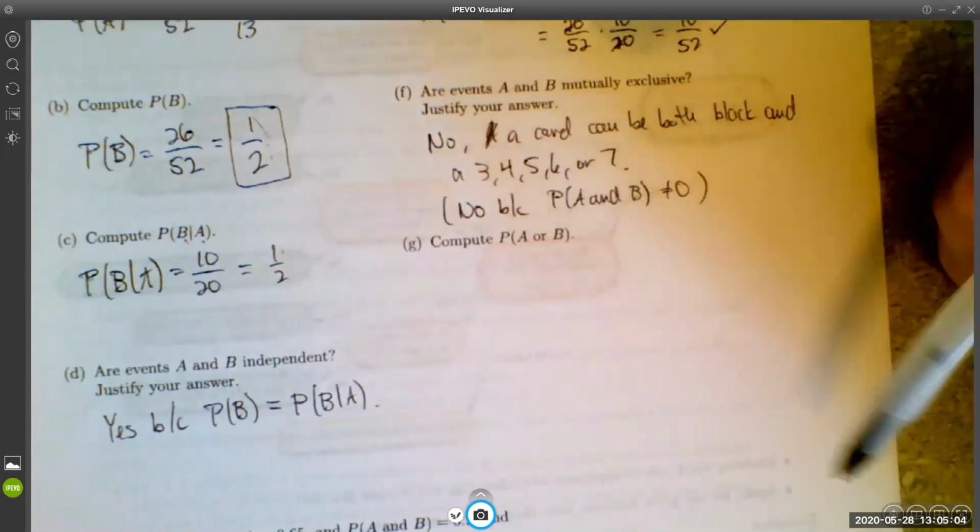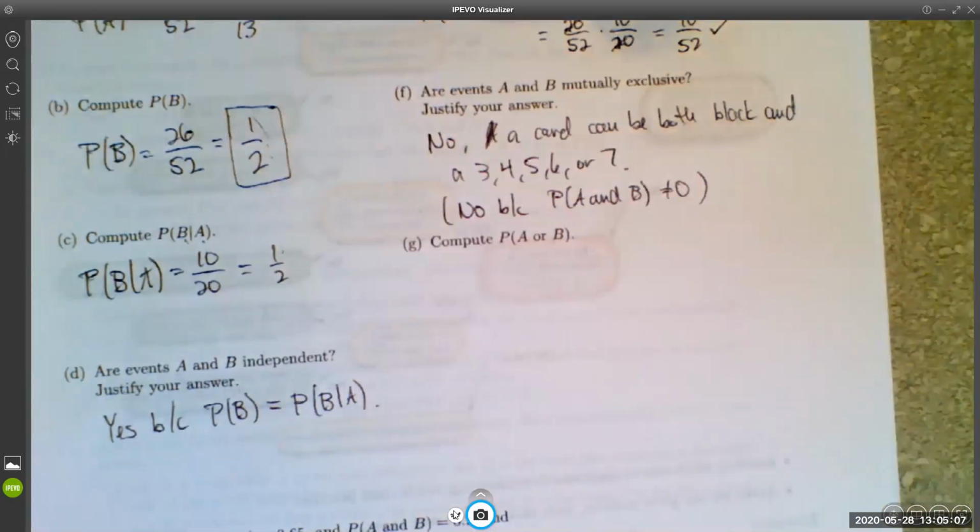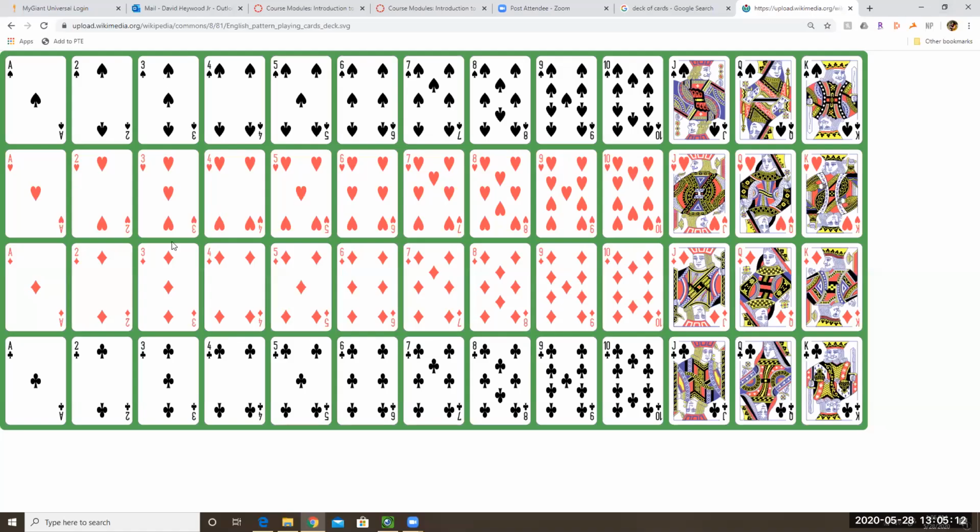Okay, finally, part G. It asks us to compute the probability of A or B. So we want to compute the probability of drawing a 3, 4, 5, 6, or 7, or drawing a black card. Well, as we've counted, there are 20 3s, 4s, 5s, 6s, and 7s. But in addition to that, there are other cards that are black, right? So we have 20, 21, 22, 23, 24, 25, 26, 27, 28, 29, 30, 31, 32, 33, 34. So in total, there are 34 cards that are either black or 3, 4, 5, 6, and 7s.